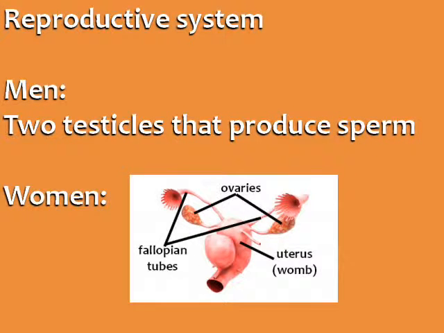Finally, we have the reproductive system. Men have 2 testicles which produce sperm, the cells that carry the male's genetic material. Women have 2 ovaries which produce eggs that travel through the fallopian tubes to the uterus, often called the womb. This is where the baby develops.